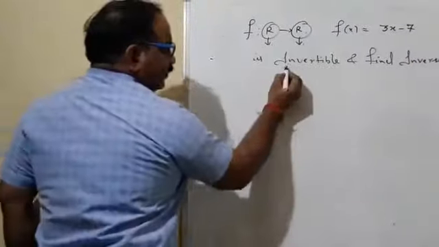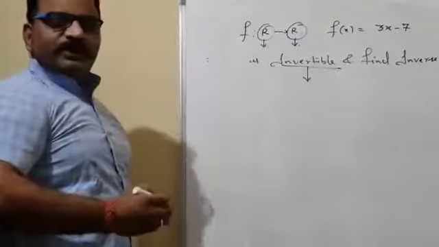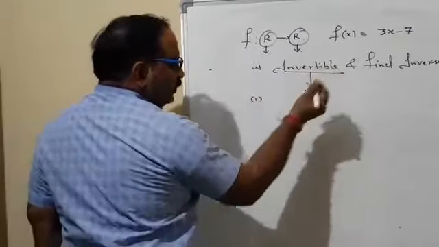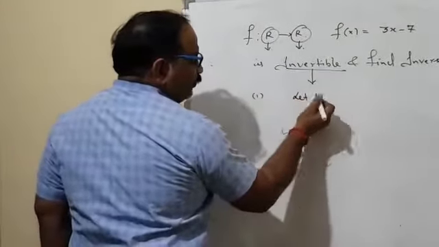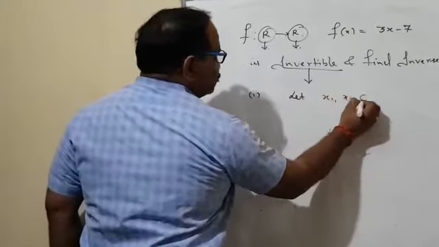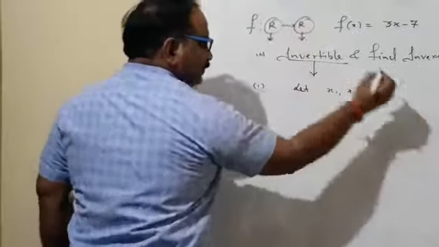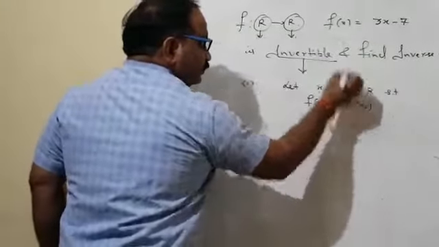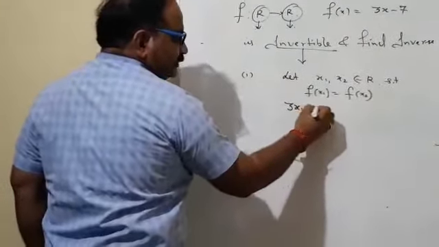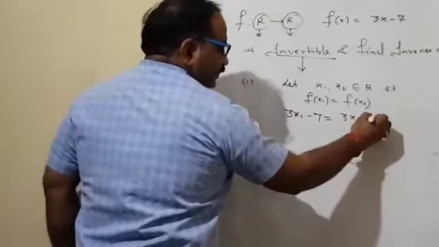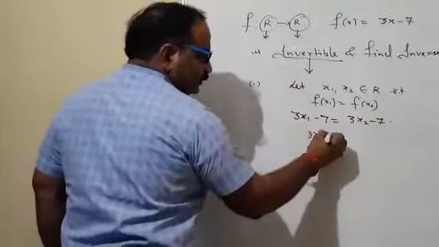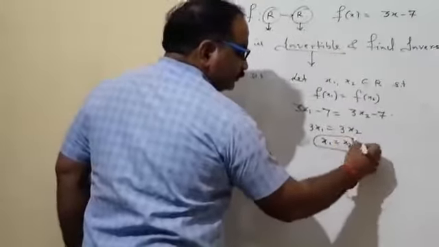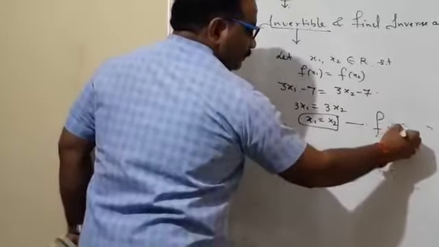So how can we do that? We have to prove that the function is invertible. So we have to do only one thing: the function is one-one and onto. So one by one I should do that. First of all, for one-one I should take two elements, say x1 and x2, from the domain side, such that f(x1) equals f(x2). I should place the value: on that side, 3x1 minus 7, on the right-hand side, 3x2 minus 7. The 7s cancel out. 3x1 equals 3x2, so x1 equals x2. So f is one-to-one.